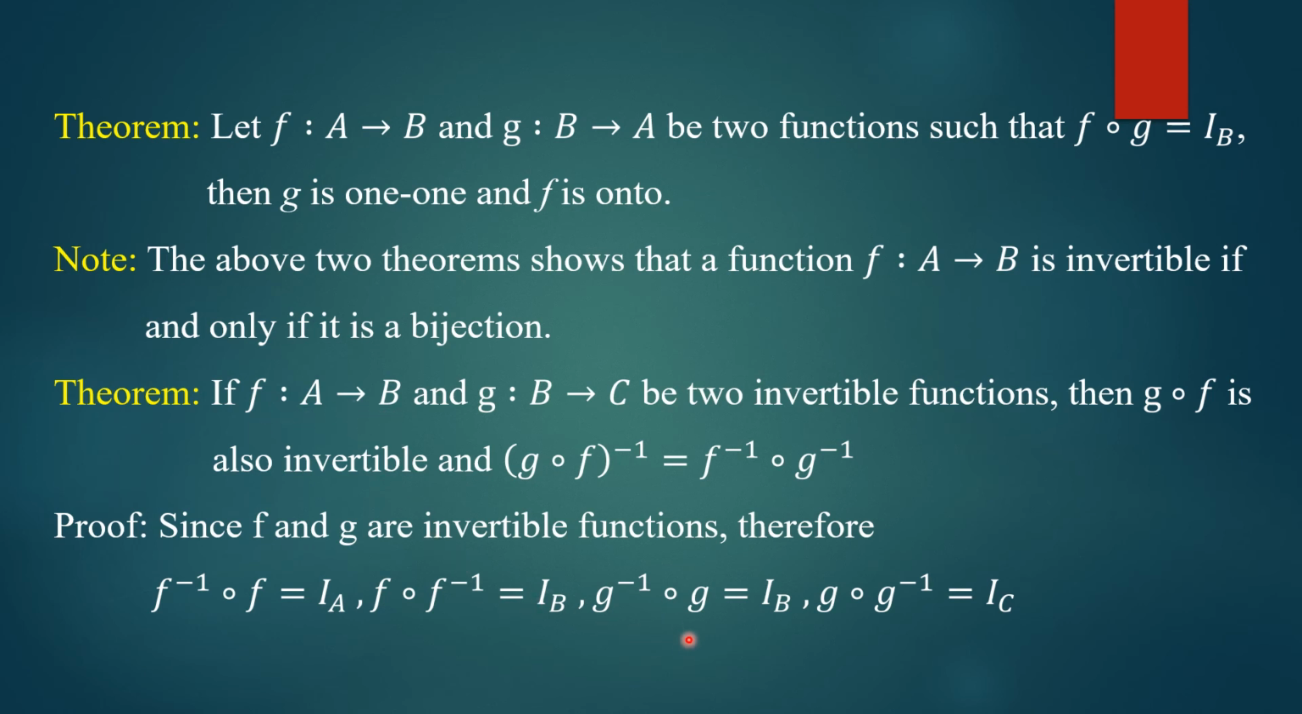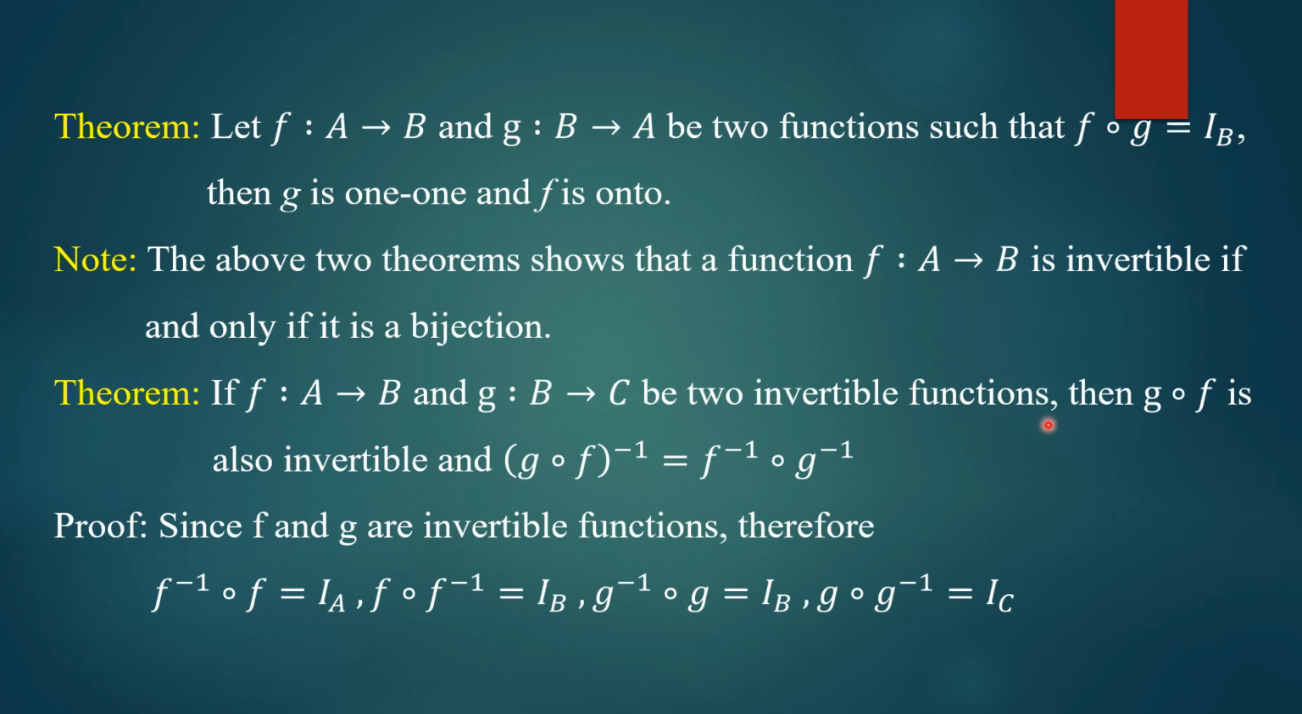Then g inverse o z, it is identity, but the suffix will be b because the domain of z is b, so IB. And z o z inverse will be equal to again identity, but the suffix of I will be c as the domain of z inverse. Z is from b to c, so inverse will be from c to b, so domain is c, IC. These are the consequences of the statement if f and z both are invertible functions.